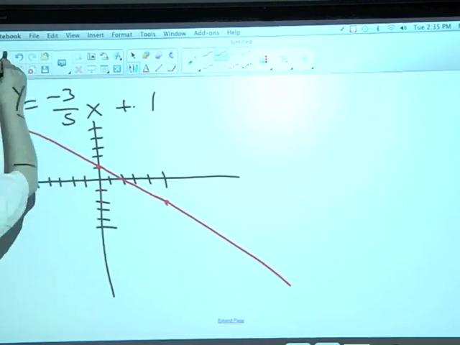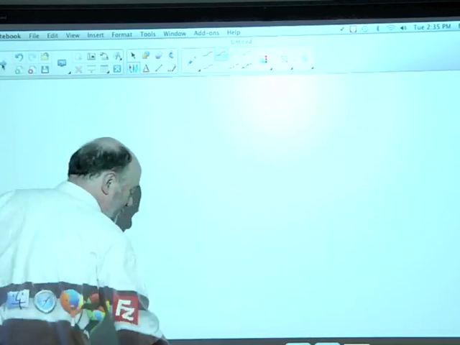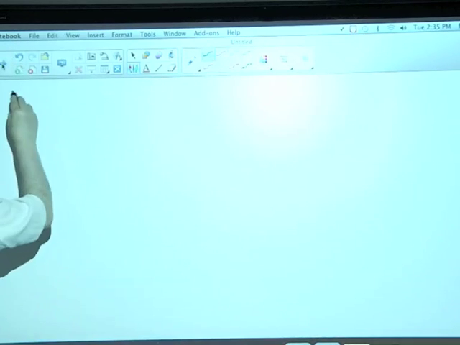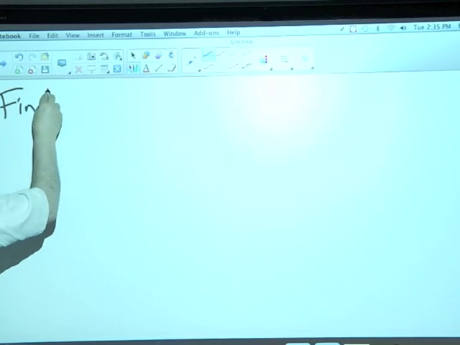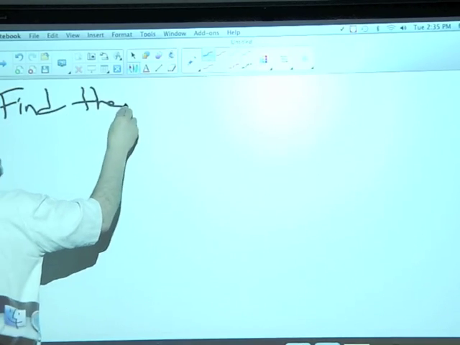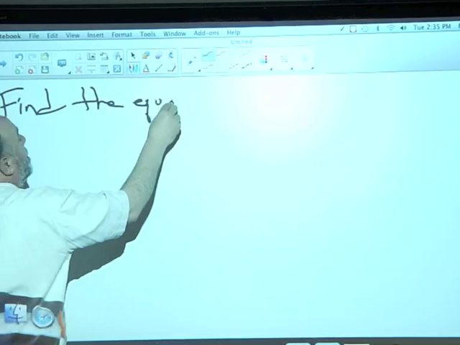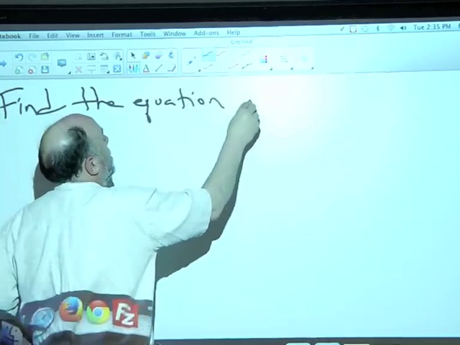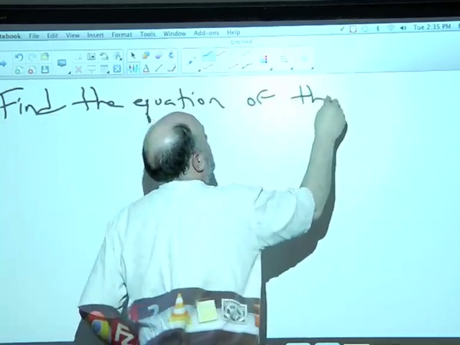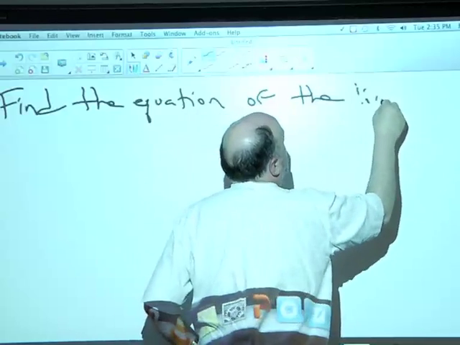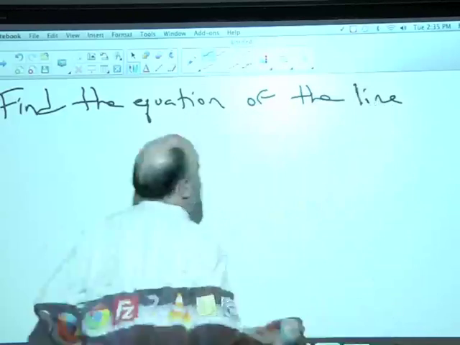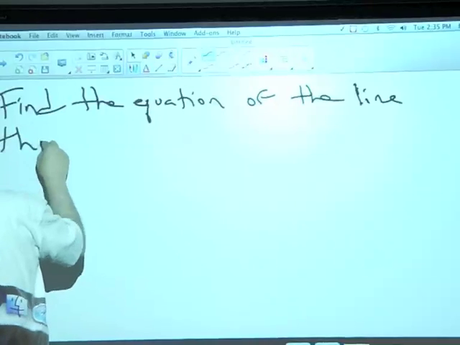So let's give you one for you guys. Find the equation of the line that passes through the points.